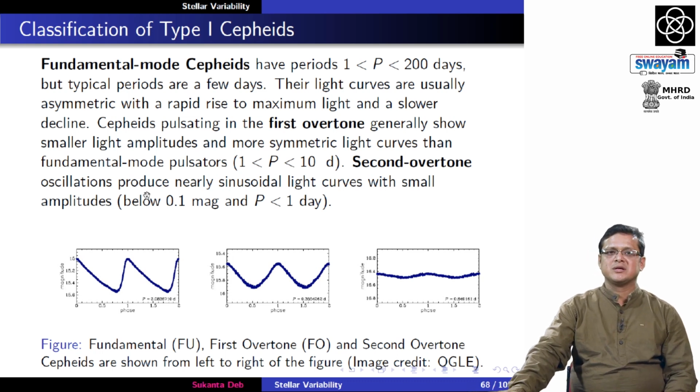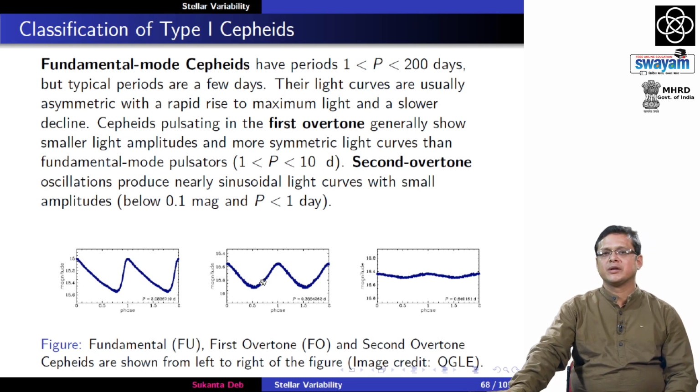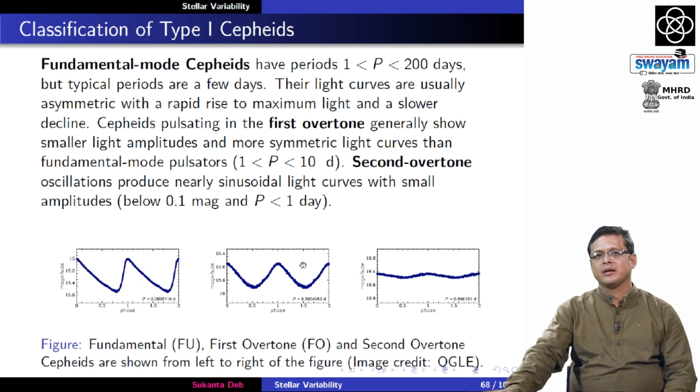So, we can see that for the fundamental mode Cepheid the light curves are asymmetric, and their amplitudes are somewhat larger. In the case of the first overtone mode, the light curve is symmetric and sinusoidal, and their periods are between 1 to 10 days. And in the case of the second overtone Cepheid, the light curve is sinusoidal but has a very small amplitude, and the period of the star is less than 1 day.